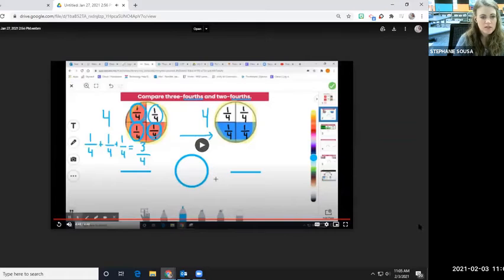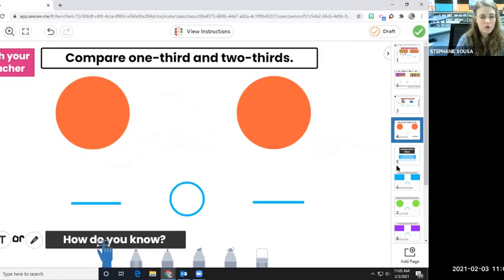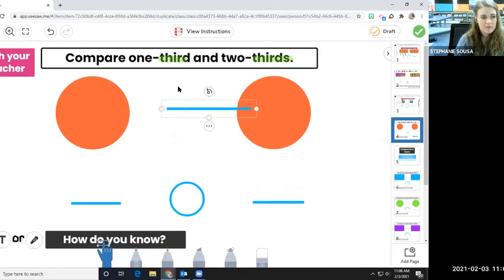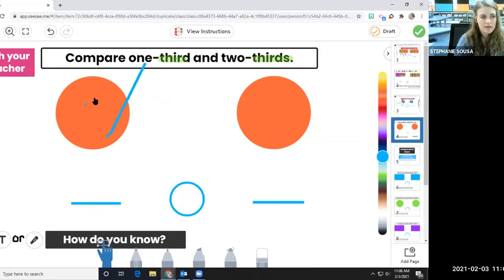All right, so let's take a look at doing a circle model together. You're on slide 4. Slide 4 says compare 1/3 to 2/3. Okay, so we know that we have to create thirds. I like again to create mine with these lines because it's easier for me than having to erase if I make a mistake. So I'm going to create a first line and drag it to the middle of the circle, from the top edge to the middle.